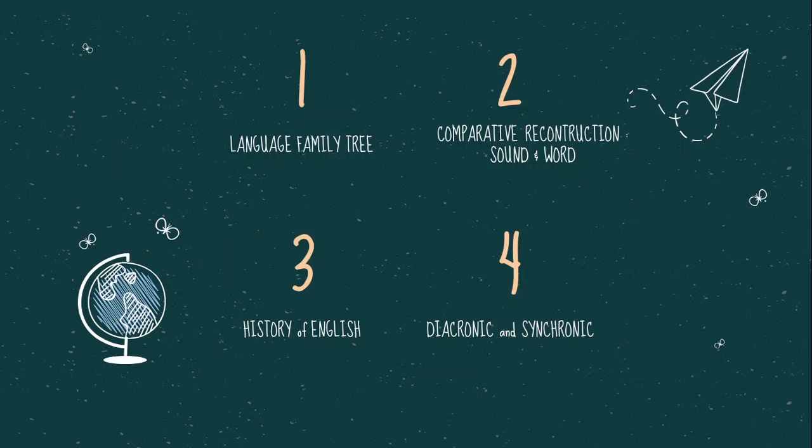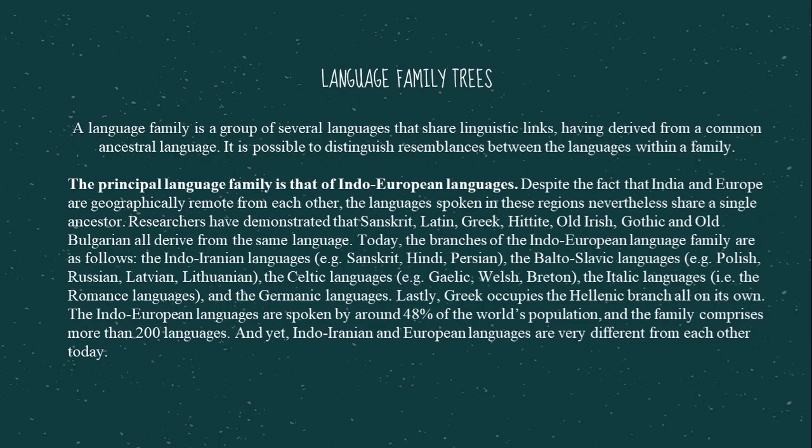Our subtopics are: one, language family tree; two, comparative reconstruction, sound and word; three, history of English for diachronic and synchronic. A language family is a group of several languages that share linguistic links, having derived from a common central language. It is possible to distinguish resemblance between the languages within a family.